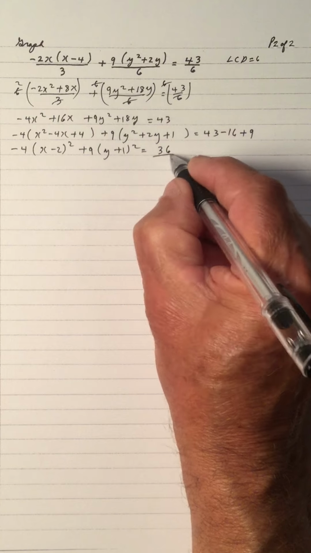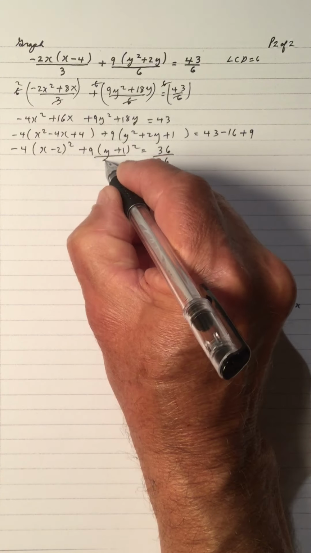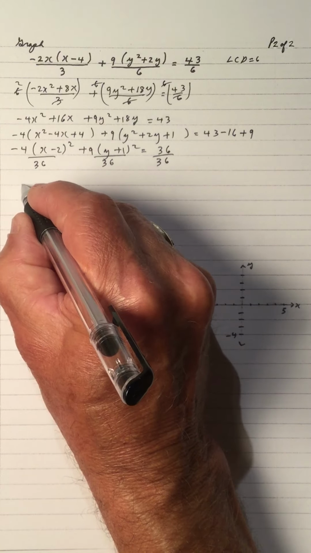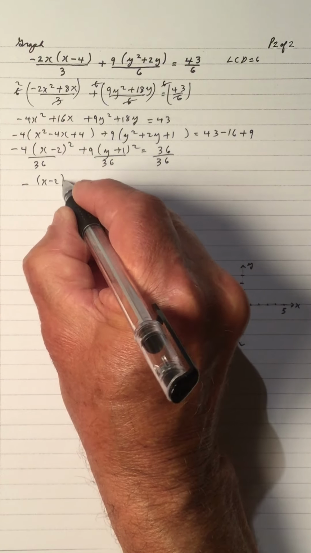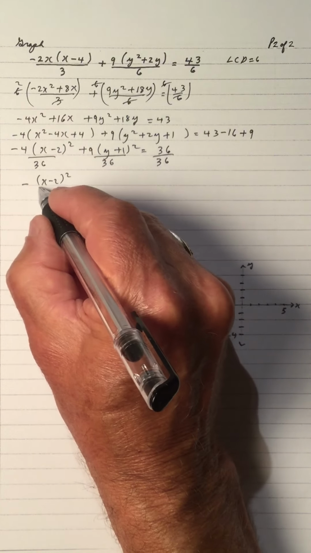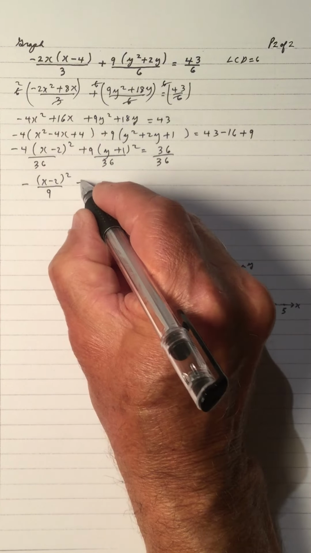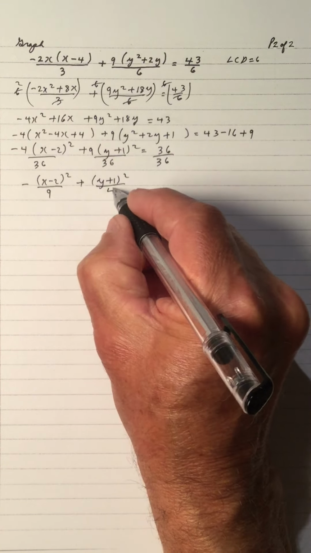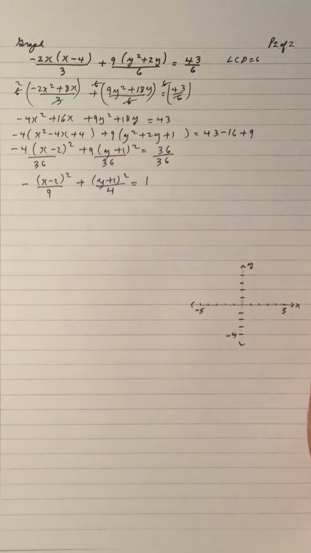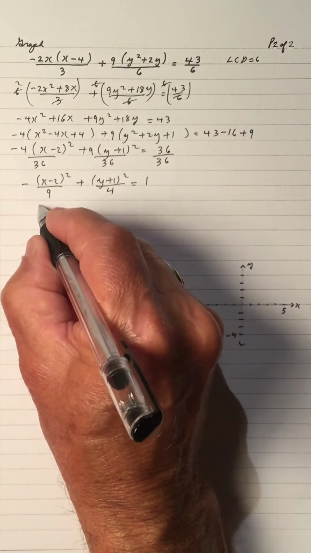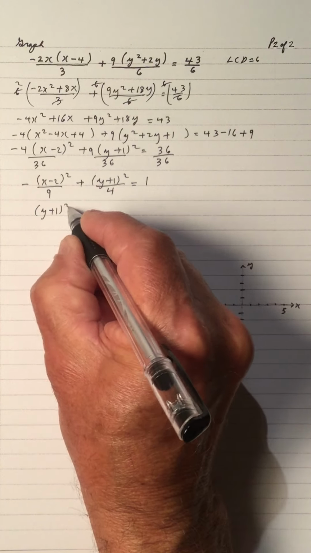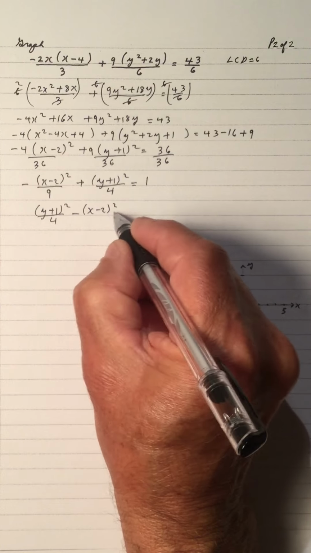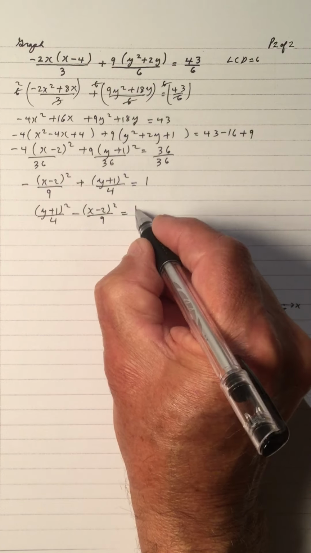Now we'll divide. We want the transformation form. We divide all parts of the equation by 36. So we have a negative x minus 2 squared. 4 into 36 goes 9. 9 into 36 goes 4. And we have a 1. And I always like to put the positive square first, which is the y, and the negative second. It's just the way I do it. I'm used to doing it.